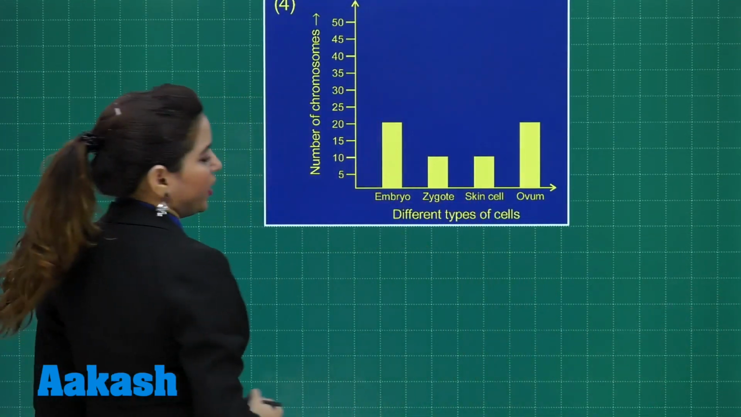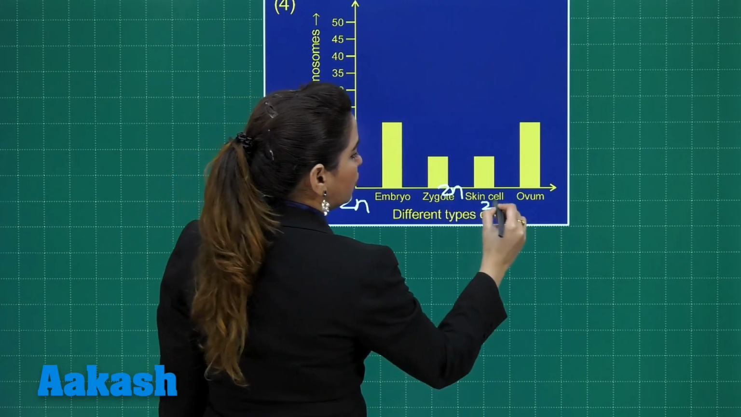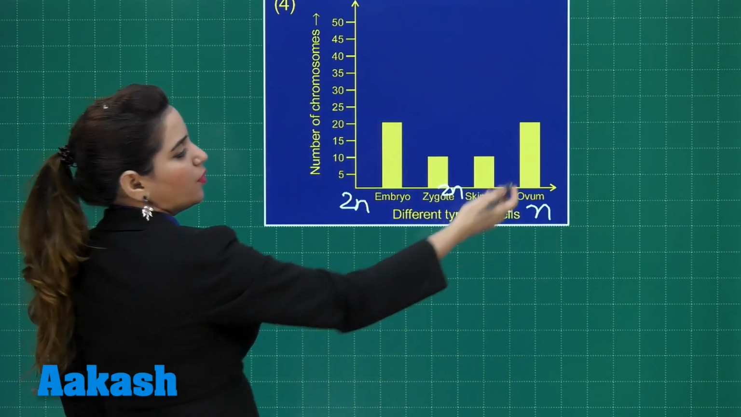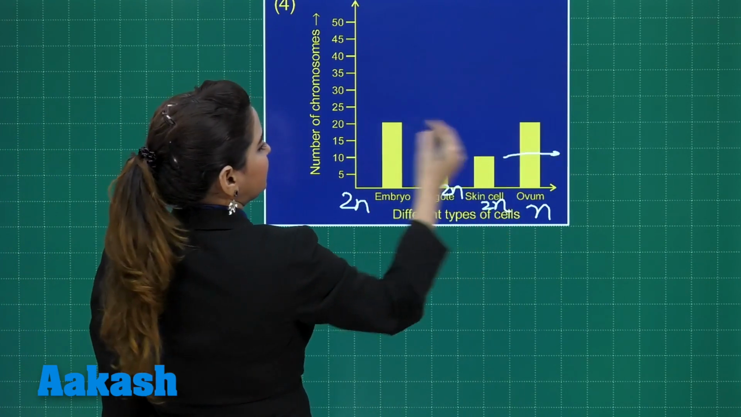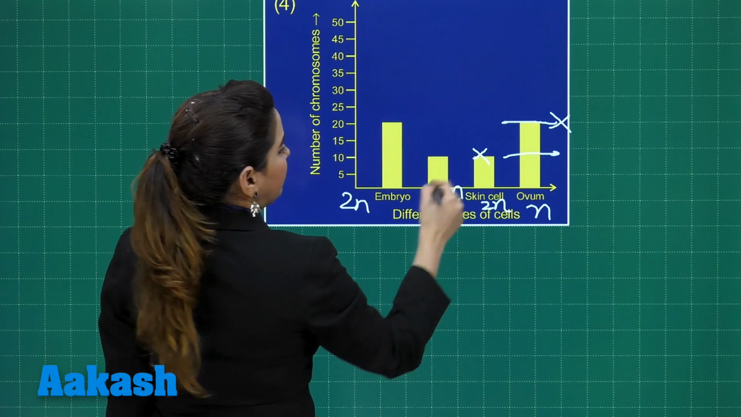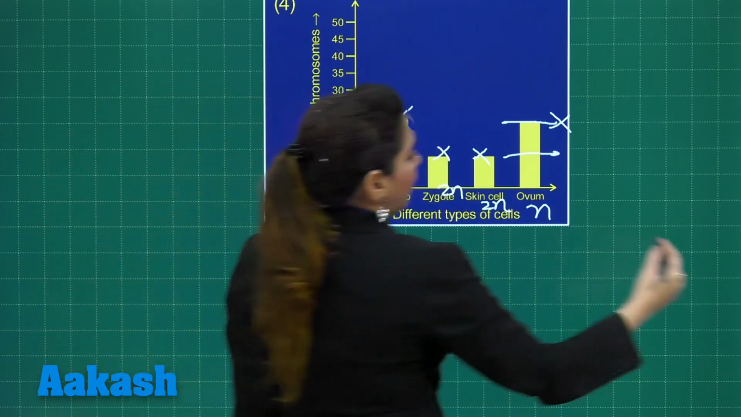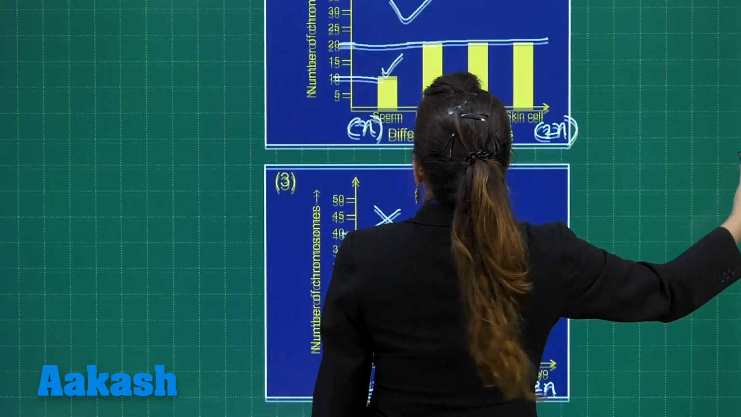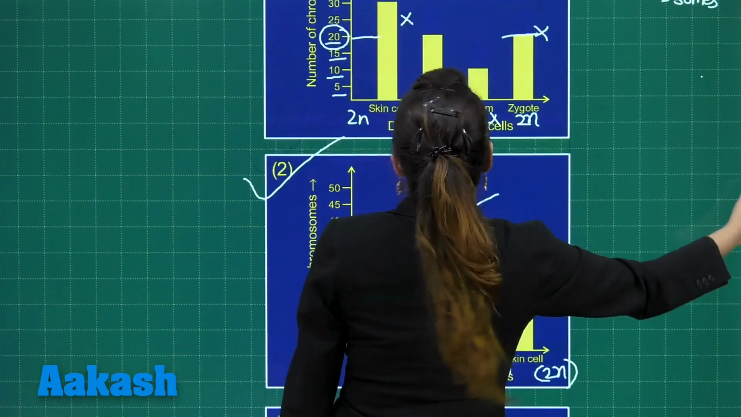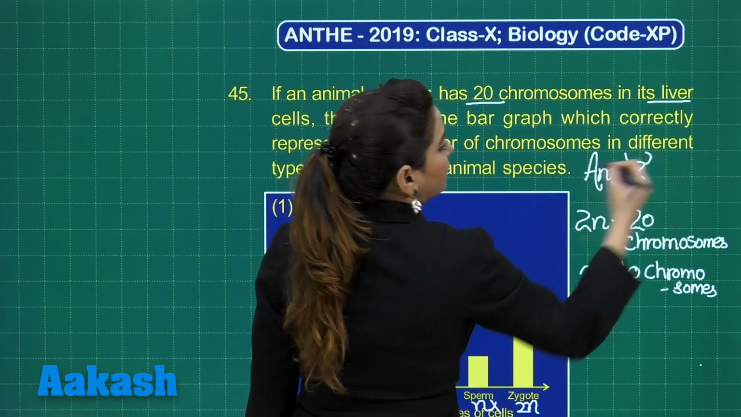Let's see the last one. So again, embryo 2n, zygote 2n, skin cell 2n, ovum should be n. So again, we can see ovum should be half somewhere, but it is near 20. Incorrect. Skin cell somewhere near 10, zygote near 10, and embryo near 20, which is right. So we already have seen the right choice was option 2. So let me write down. Yes, answer is option 2.